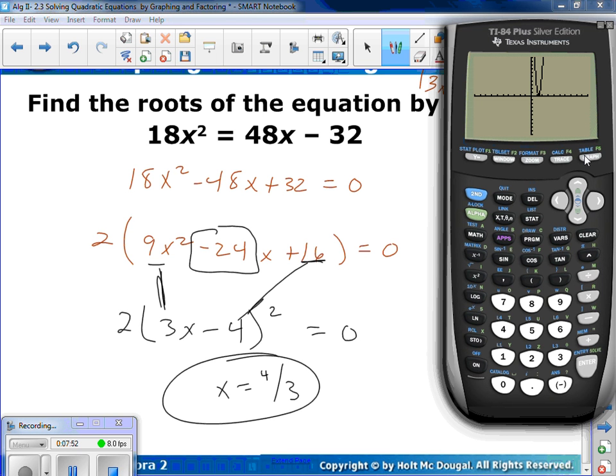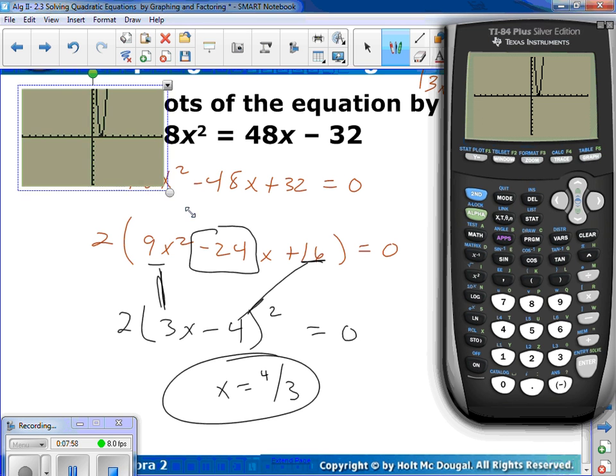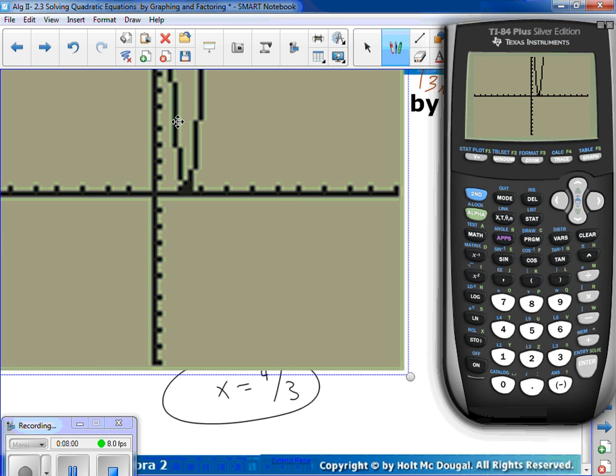It's right at this point, right? Where does it cross at? Does it cross on numerous points? Does it ever go below this line? No. The parabola only touches at one point. And that one point is 1 point something.